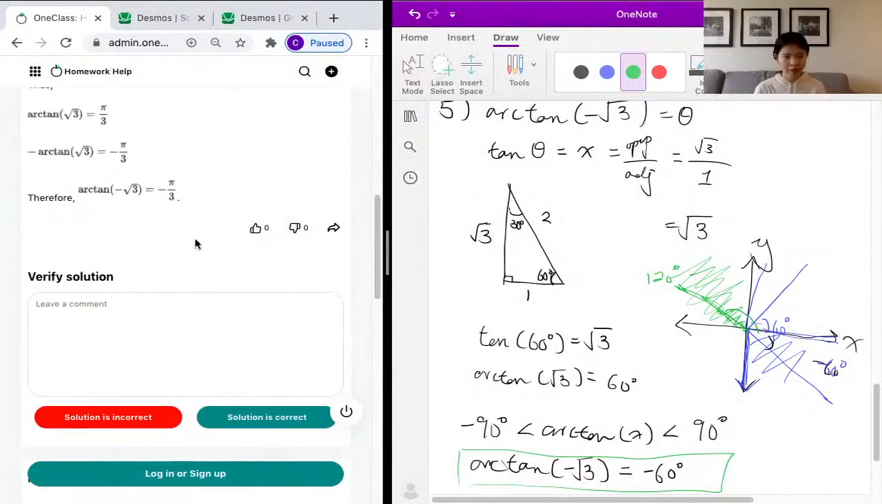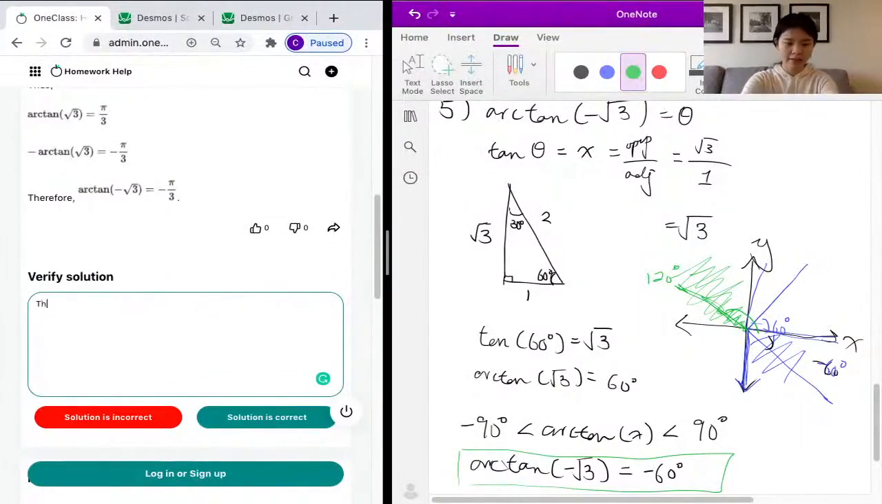They use negative pi over 3 radians, which is the same as negative 60 degrees. Okay, so let's just say the solution is correct. Good job.